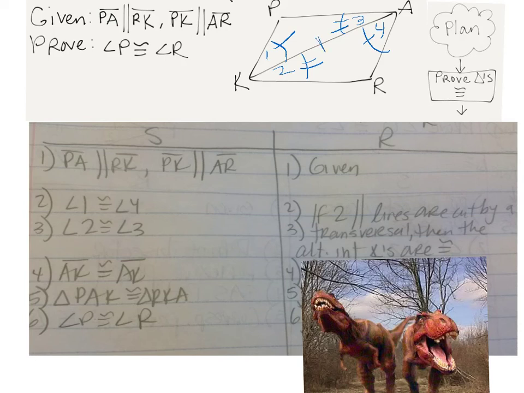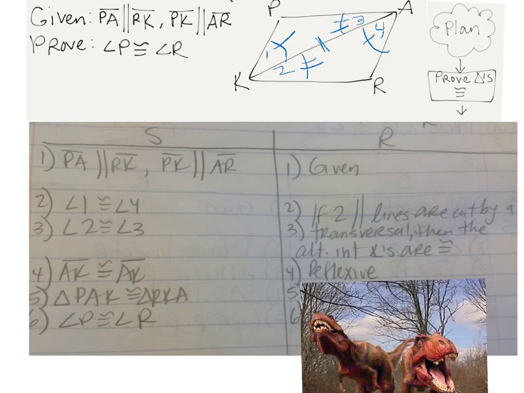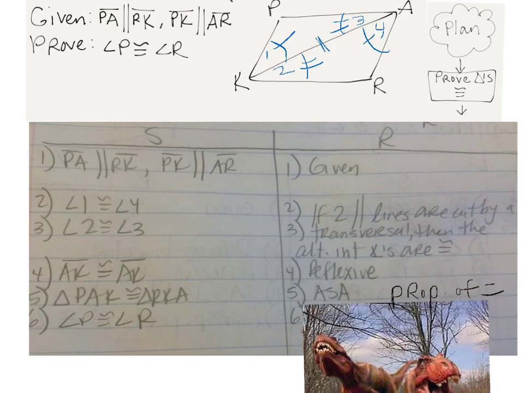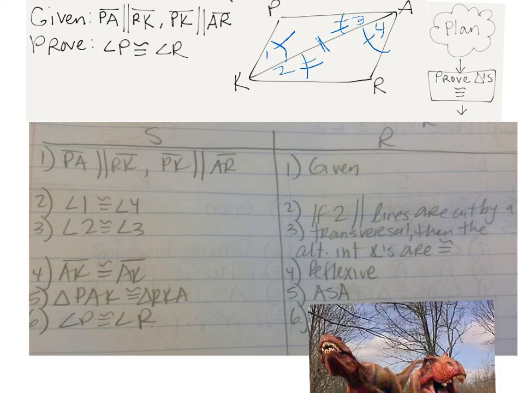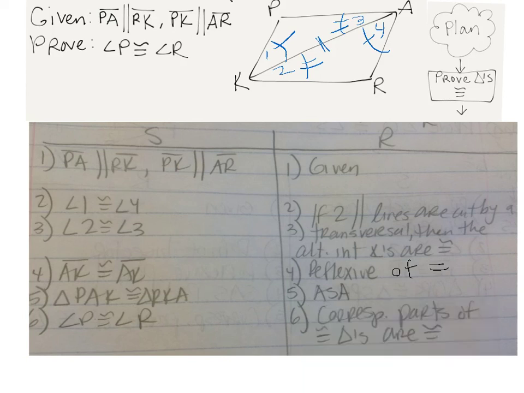We also said that AK is congruent to itself by the reflexive property of equality. And you know what? I'm going to be mean here. If this was you, I'd be mad. So make sure you put of equality. Reflexive property of equality. Why are these two triangles congruent? By angle, side, angle. And why is angle P congruent to angle R? This is the part you have to write. Corresponding parts of congruent triangles are congruent. Now take all those hints back to your group, and thank you for sharing with them.